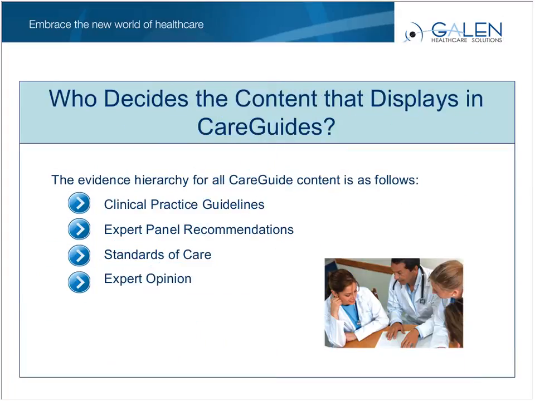Okay. So now that we have reviewed Careguides from the perspective of a physician, you may be wondering who decides what information should display in the Careguide. You know, who decides which medication should be prescribed for which diagnosis and which orders are important to help monitor certain diagnoses. The answer is that there are several resources that contribute to the 963 Careguides. These include clinical practice guidelines, recommendations from panels of experts, standards of care, and expert opinion.